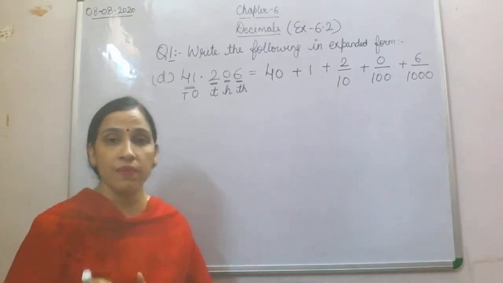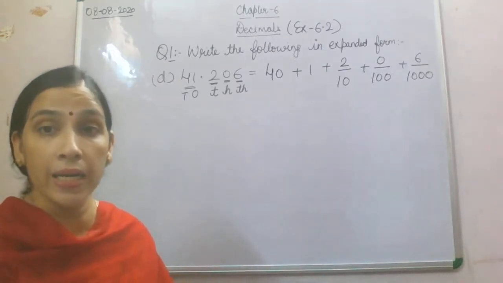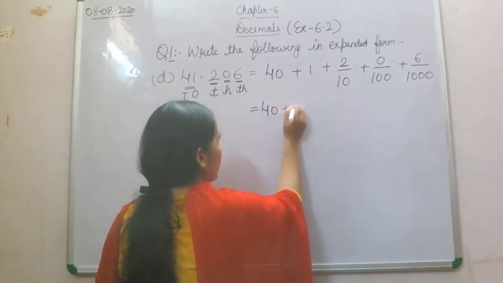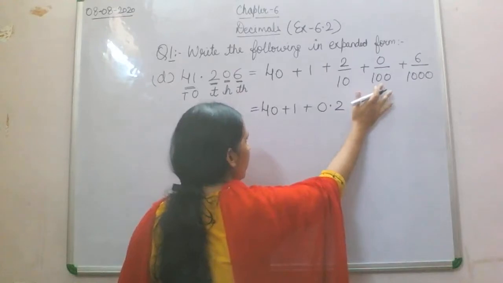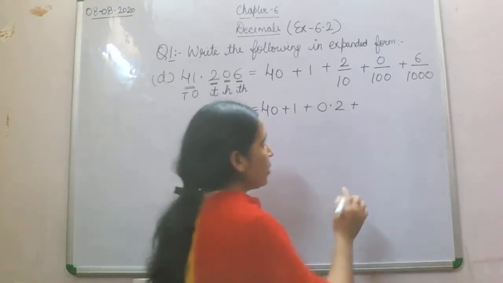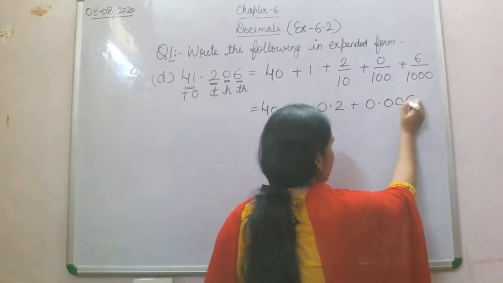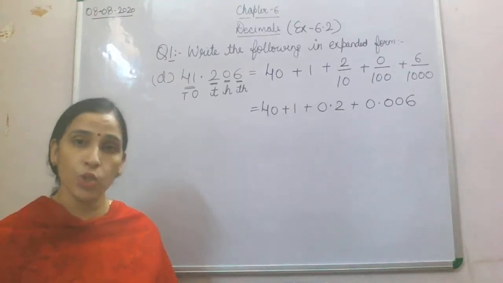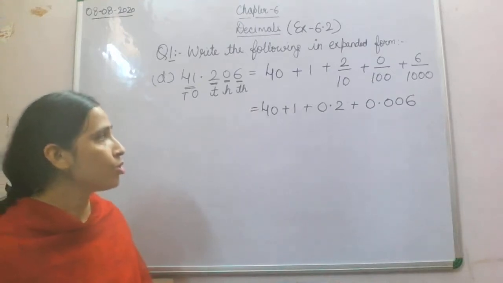If it is dividing by 10, then we require 1 decimal place. If it is dividing by 100, then we require 2 decimal places. So let's start it. This will become 40 plus 1. This will become 0.2. Only 1 decimal place we required. Now this we are not going to write. And 6, which is divided by 1000, there you are going to require 3 decimal places, 0.00 and 6. Because we have only 1 decimal place, that is 6. So next of the places we will write it, that is 006. So children, that we have done.